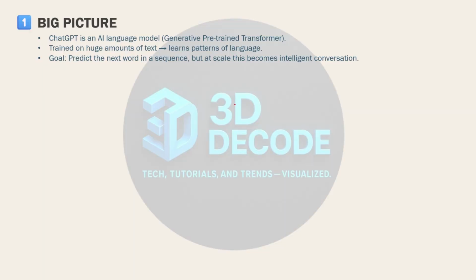Big picture. ChatGPT is an AI language model, generative pre-trained transformer. It's trained on huge amounts of text, learning patterns of language. Its goal is simple: predict the next word in a sequence. But at scale, this becomes something that feels like intelligent conversation.